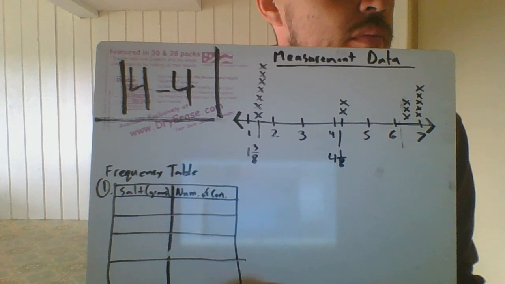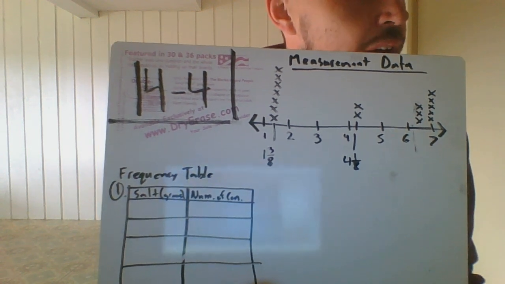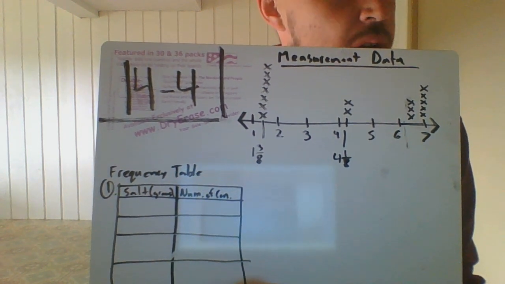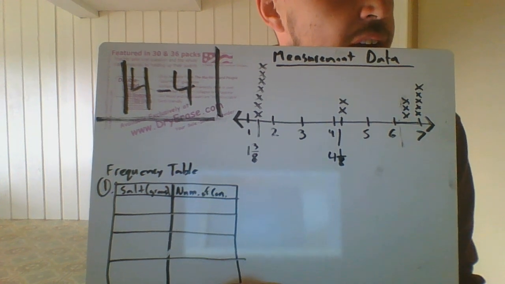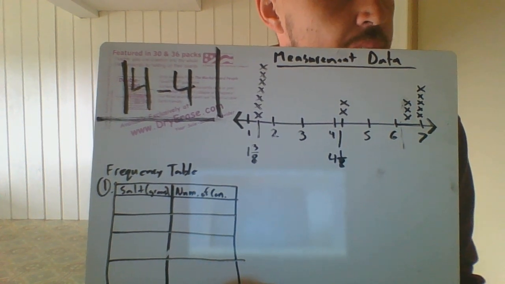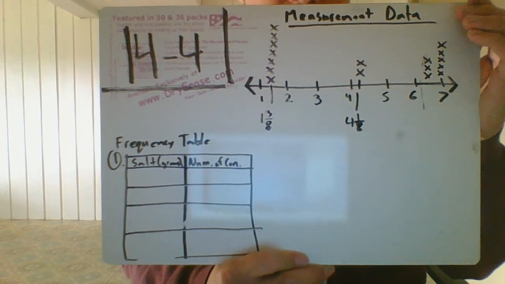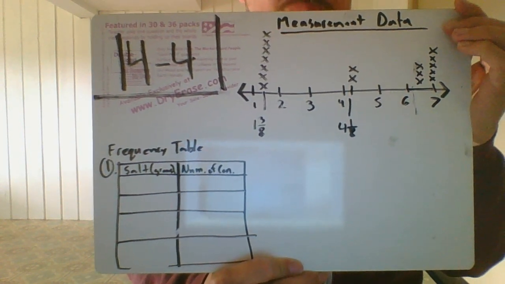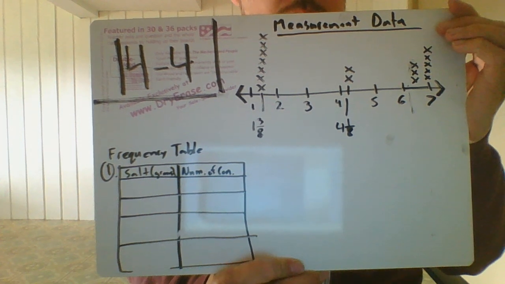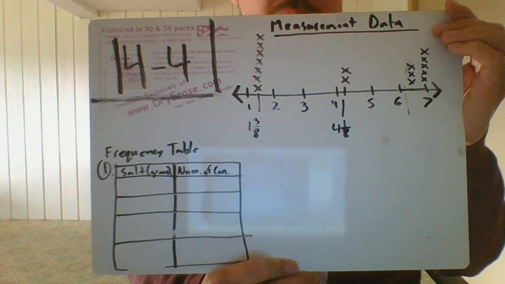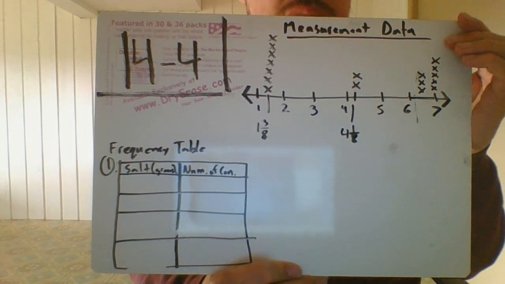I am looking at page 334 in the book, guided practice number 1. You're going to be looking at a chart to make a frequency table. I jumped ahead and wrote a frequency table right here. You're going to have salt and the number of containers for this chart.